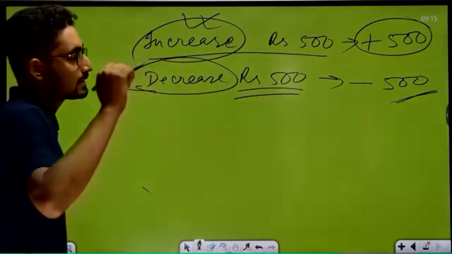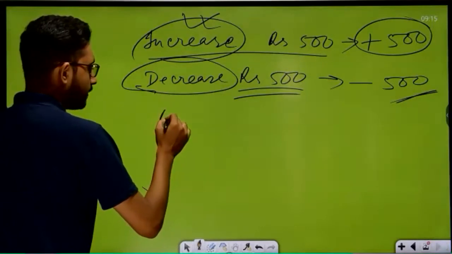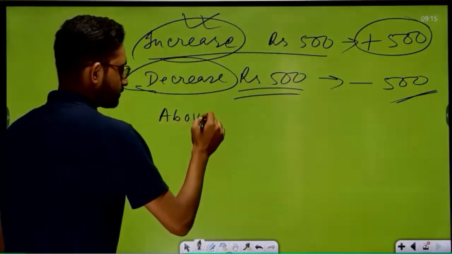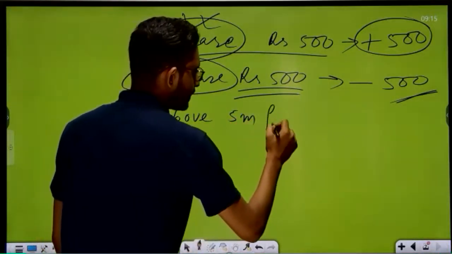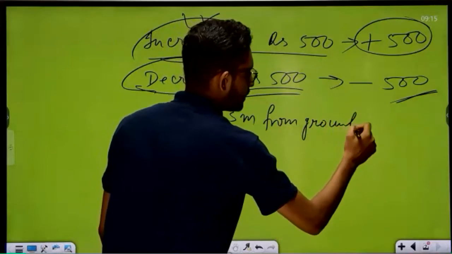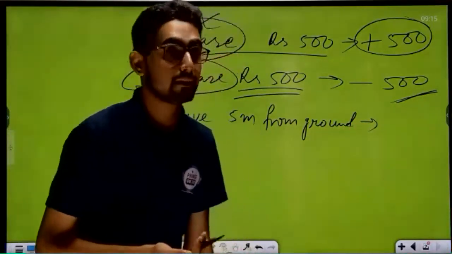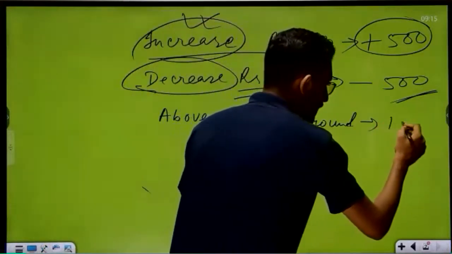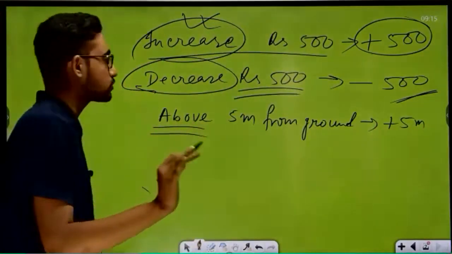Okay, now if I say another example, above 5 meter from ground only, above 5 meter from ground. So how will we represent it as an integer? We will represent this as plus 5 meter. Yes, because this is above.